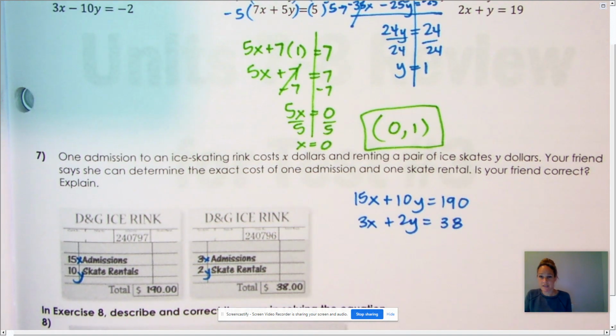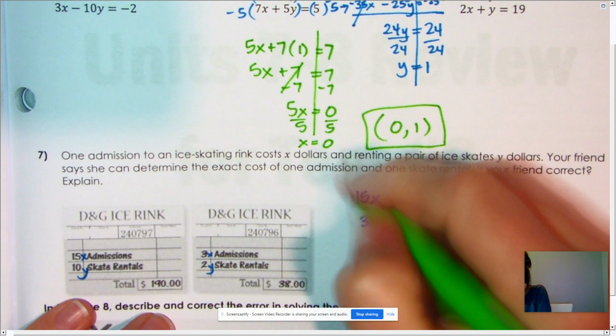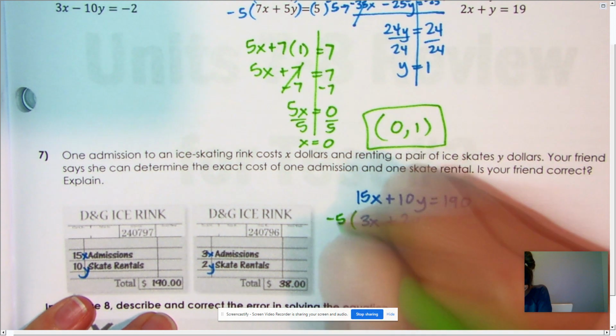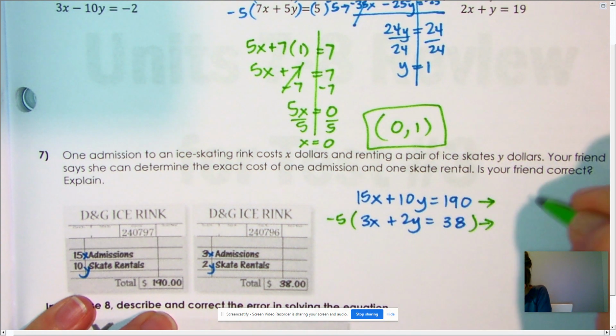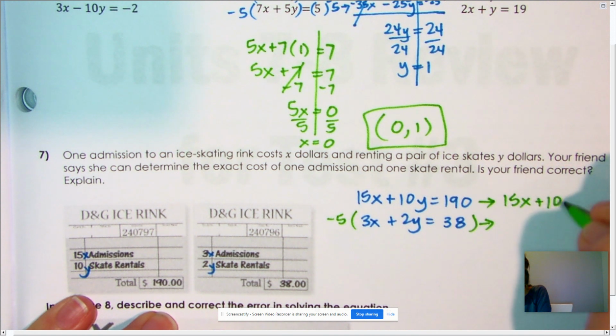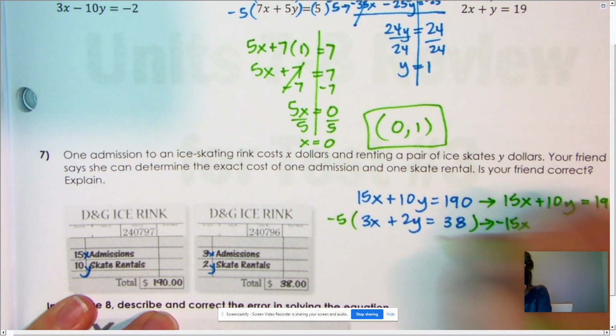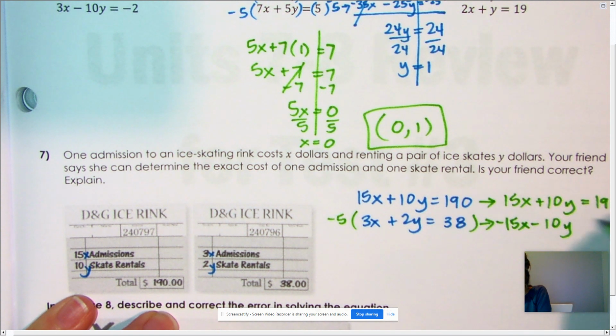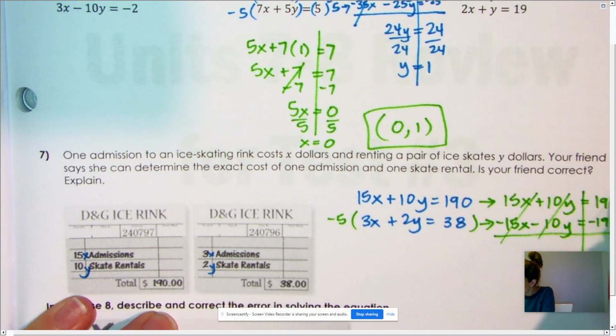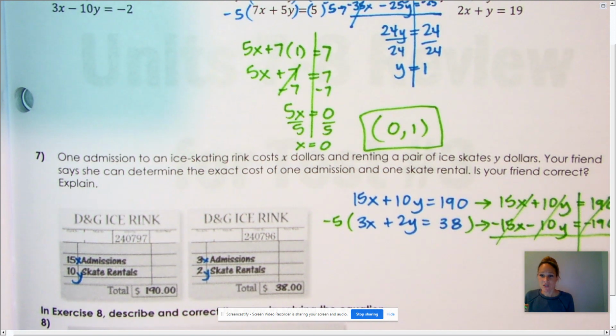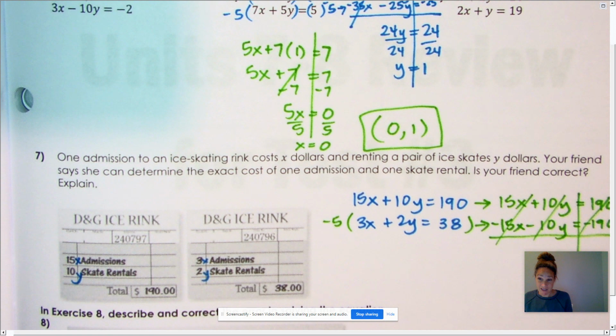Well, if I want one of these to eliminate, I would have to multiply by -5. Okay, so this one on the top stays the same, 15x plus 10y equals 190. And then I would get -15x minus 10y equals, I think that's -190. Yeah, -190. And so is this going to be very helpful if everything eliminates? We just got 0 equals 0. Okay, so your friend is not correct.